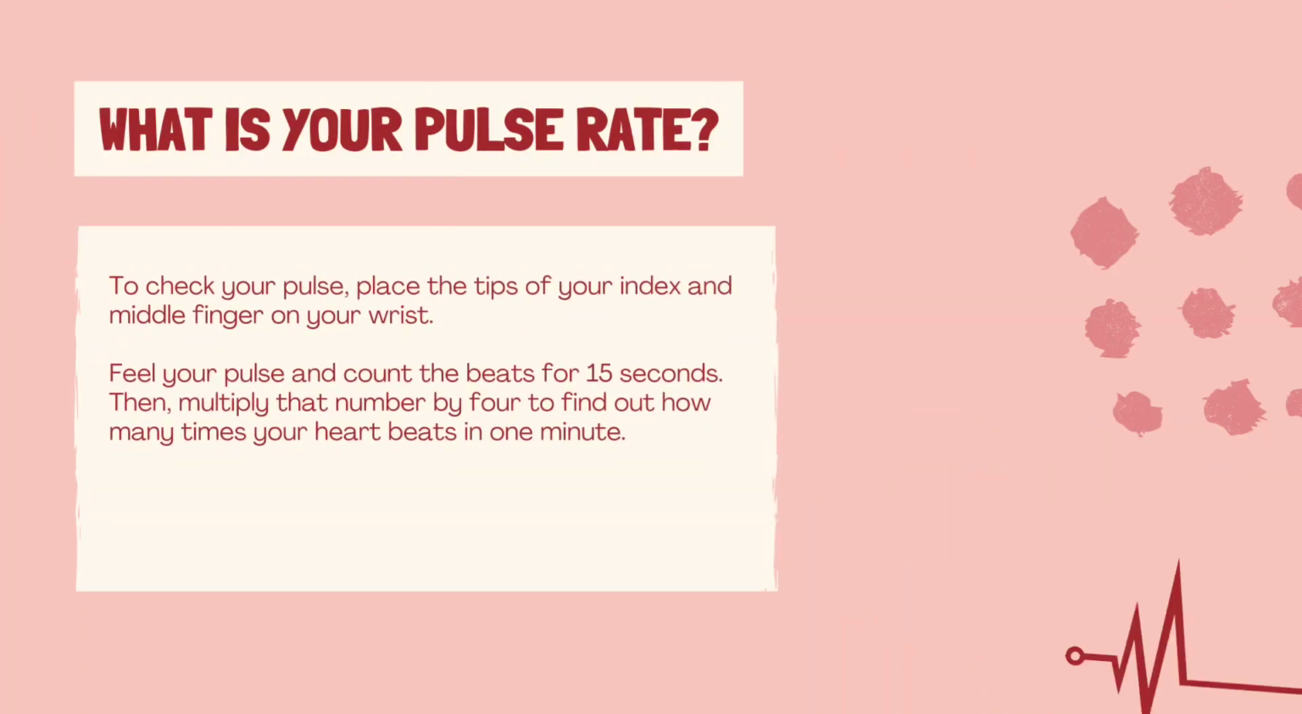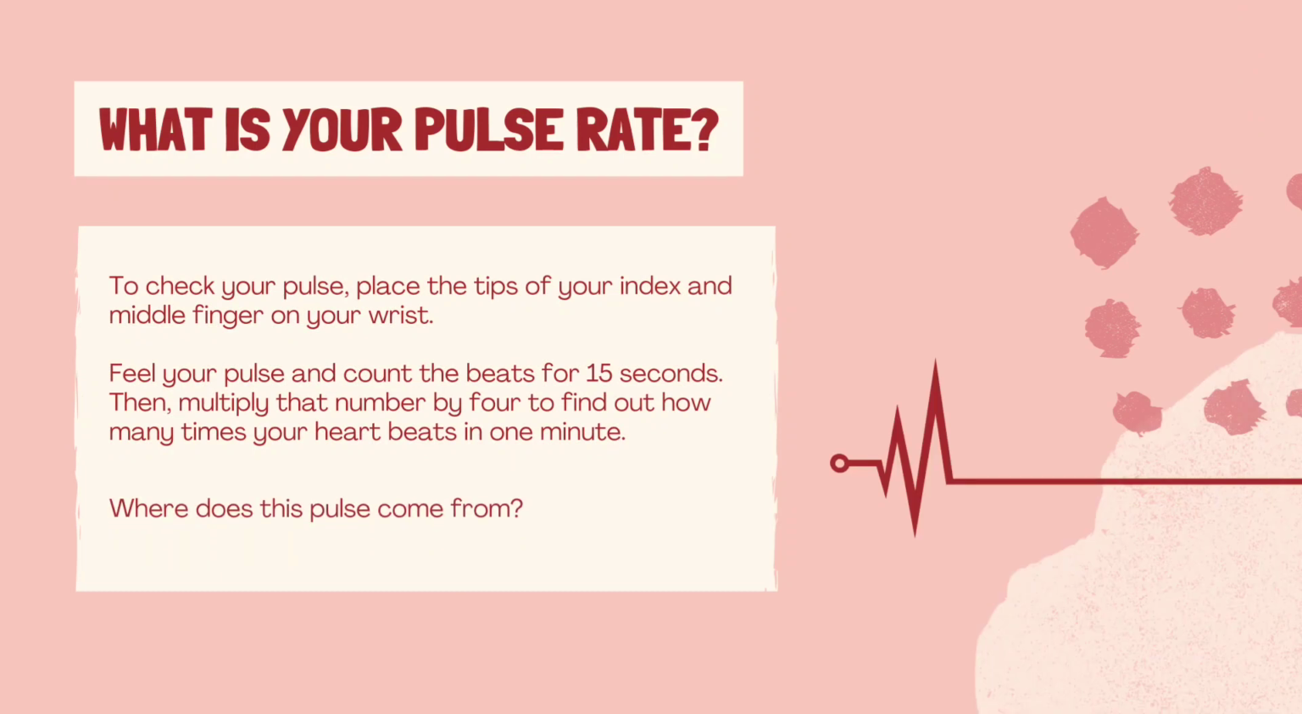Okay, what is your pulse rate? Do you know how to check your pulse rate? To check your pulse, place the tip of your index and middle finger on your wrist. Feel your pulse and count the beats for 15 seconds. Then multiply that number by 4 to find out how many times your heart beats in 1 minute. Where does this pulse come from?